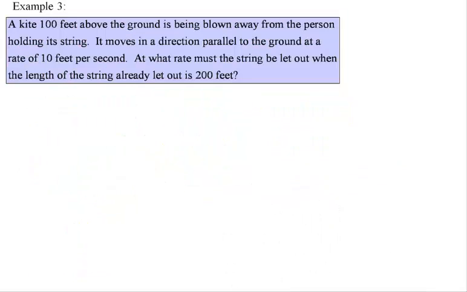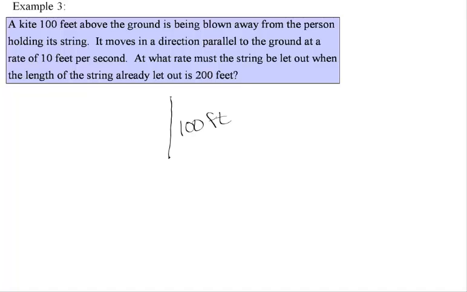Let's work a third example. This is a little bit of a change on our right triangle related rates problems we've been working. A kite 100 feet above the ground. So let's say here's my kite, and I'm 100 feet above the ground.